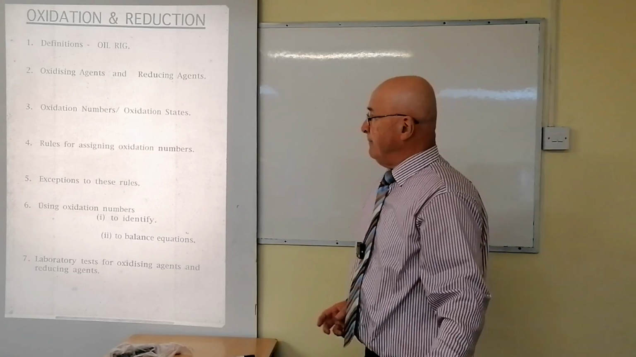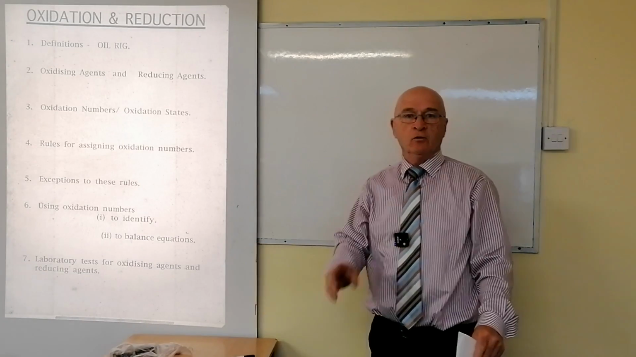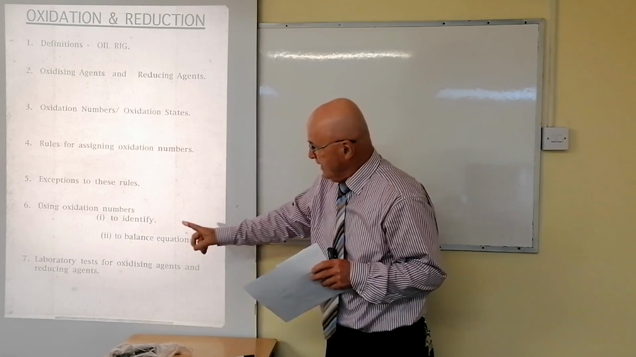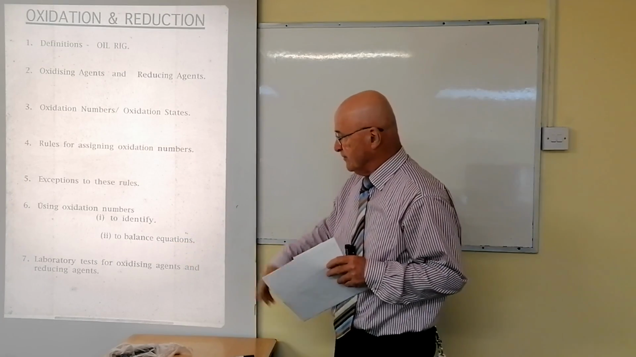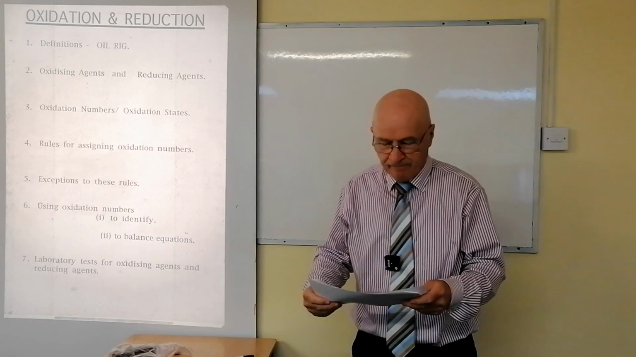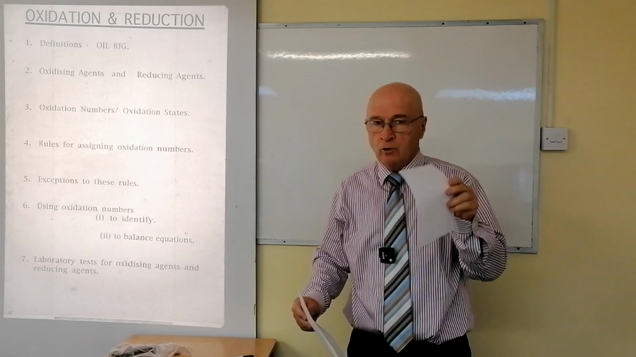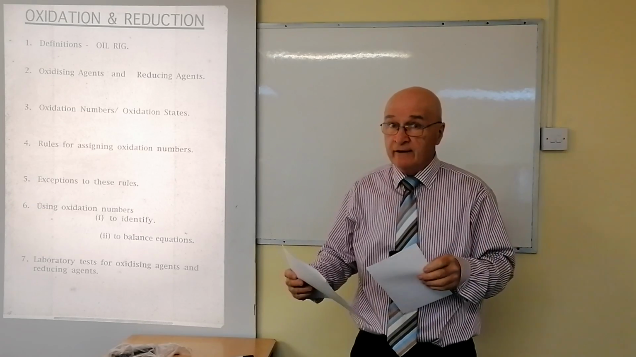Right now, we're going to wrap up oxidation and reduction with one addition to this. At the moment now, I hope you can see all that. You have a copy of it. Number 7 is laboratory test for oxidizing agents and reducing agents. I have in my hand the mandatory list of experiments. You all have a copy of that which you got in class from me.